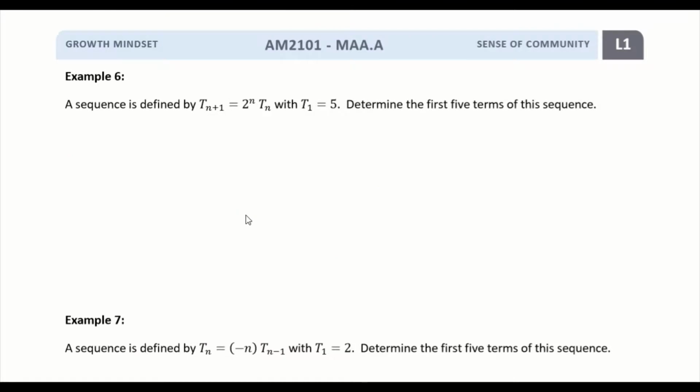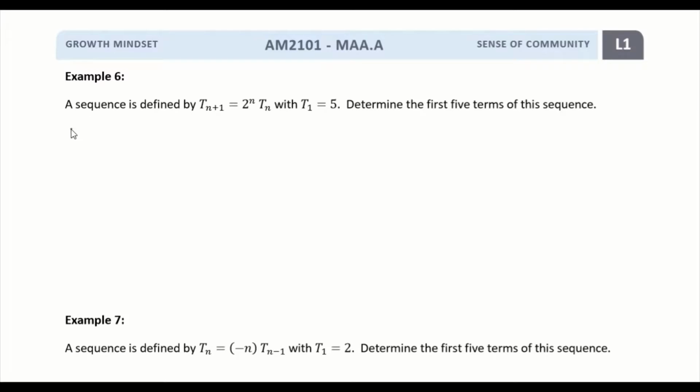Example 6: a sequence is defined by T(n+1) equals 2 power n times Tn, with T1 equals 5. Determine the first 5 terms of this sequence. Same thing. When you realize there's a power involved, you know this is not a first order linear recurrence. This is basically non-linear, like the one we skipped in example 3 just now. That one is difficult because you are given the sequence, and if I asked you to write the recursive rule, it would be a bit difficult. But in this case, it's just substitution. I think it's a good example for you to understand that what you are doing is just following the rule.